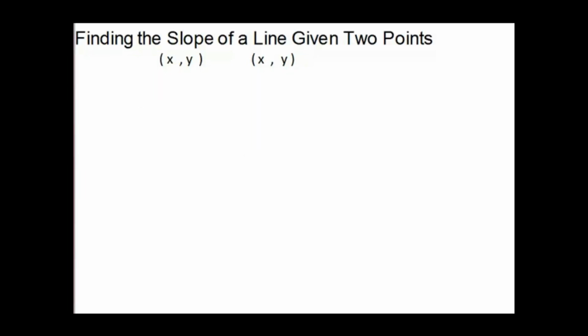Finding the slope of a line given 2 points. Every point will have an x and a y. So we have 2 points here. Let's label them so we can tell them apart. So we'll call this point 1, so it will be x1, y1. And this will be point 2, so we'll call it x2, y2.